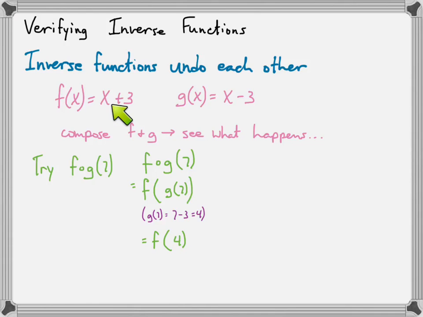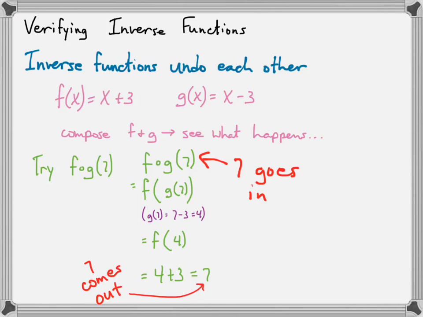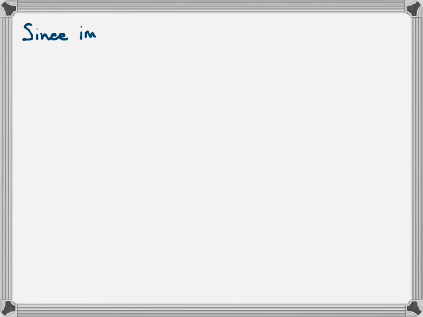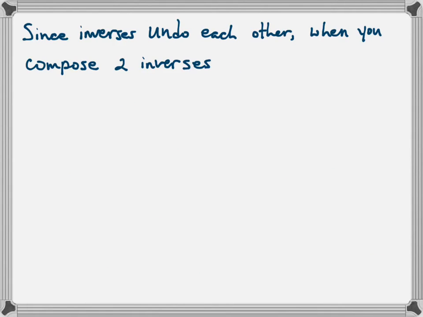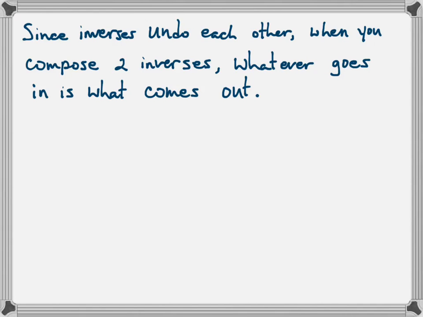Now I go to the f function and plug in 4. 4 plus 3 is 7. So you see that 7 goes in and 7 comes out. And that means that inverse functions undo each other. It shows you that inverses just undo each other. Alright, since inverses undo each other, when you compose two inverses, whatever goes in is what comes out.